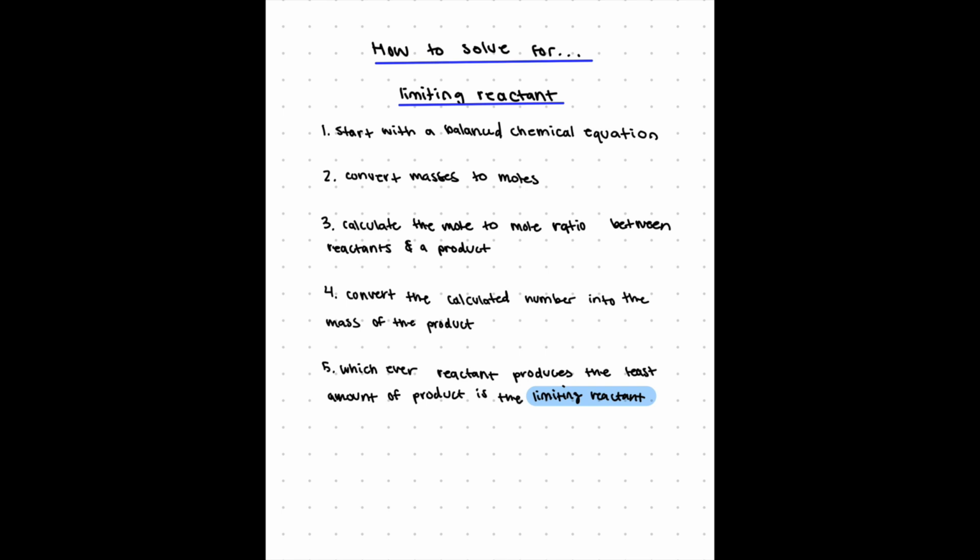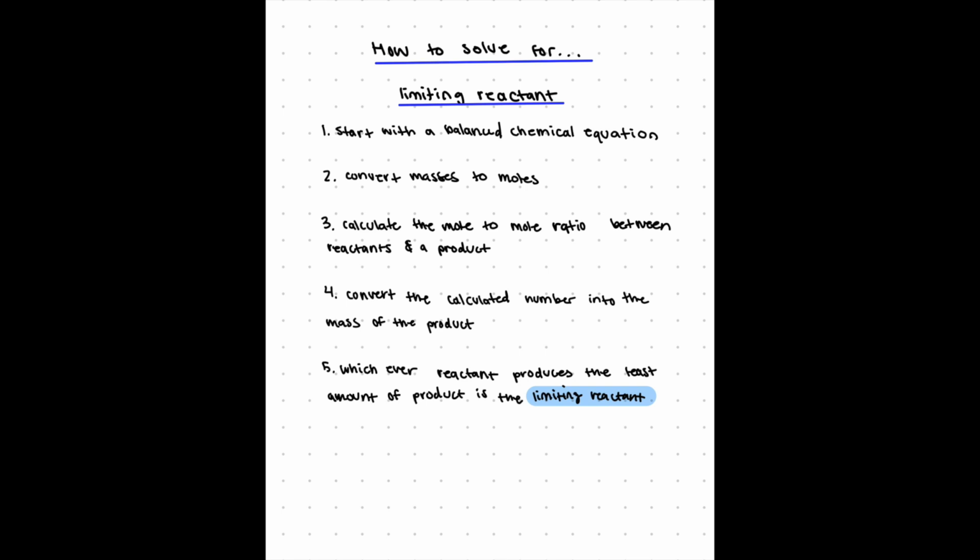Now I'm going to go through some steps that will help you solve for limiting reactant problems. The first step is going to be starting with a balanced chemical equation. The next step is going to be to convert the given masses into moles. Next, you're going to calculate the mole-to-mole ratio between the reactants in a specific product. If there's multiple products in the equation, just choose one and stick with it for the rest of the problem.